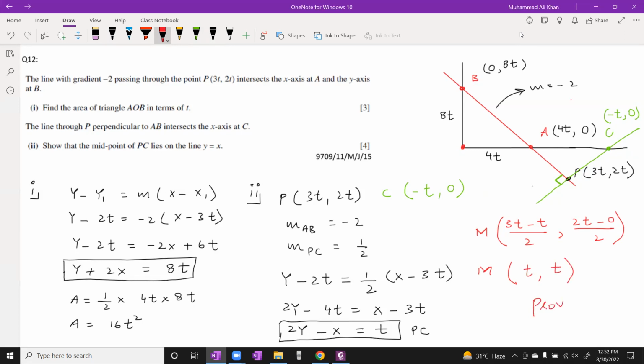प्रूव हो गया, y इक्वल टू x की लाइन क्रॉस कर रही है मिड पॉइंट ऑफ PC को. Is this clear? Any confusion? Hopefully no.